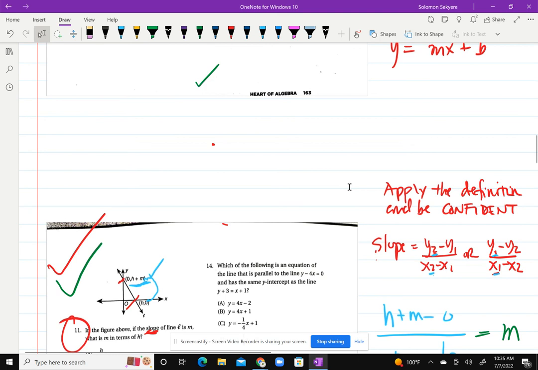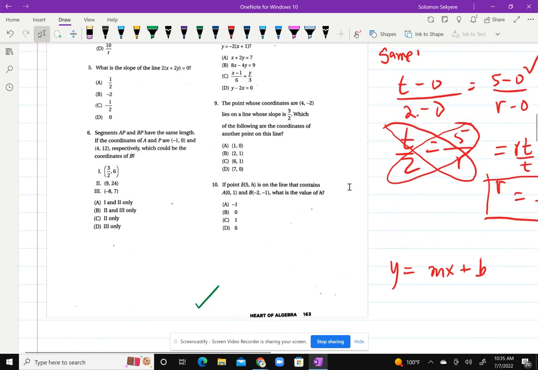Okay, and then the last one we're going to do is question number 10. Again, there is a point that lies on a line. We don't know one of the coordinates. So always what this means is that when y equals h, x equals 5. That's all it means. And it lies on this line. So what is the equation of that line?